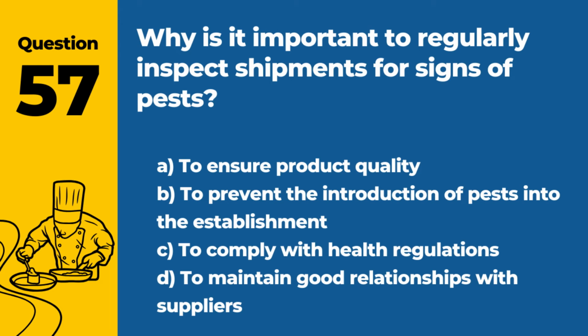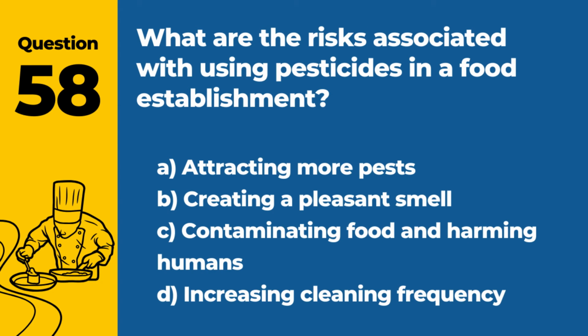A. To ensure product quality. B. To prevent the introduction of pests into the establishment. C. To comply with health regulations. D. To maintain good relationships with suppliers. Answer. B. To prevent the introduction of pests into the establishment. Regularly inspecting shipments for signs of pests is important to prevent the introduction of pests into the food establishment. Question 58. What are the risks associated with using pesticides in a food establishment?